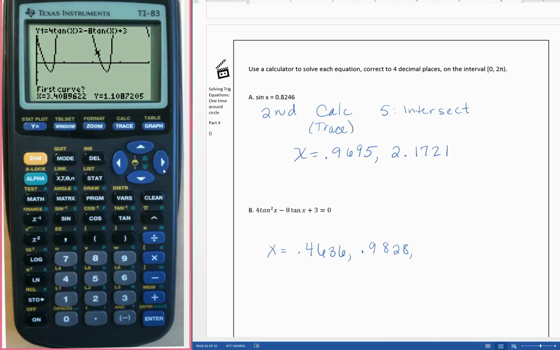Okay, we'll move on to the third one. There's our cursor. So we'll bring it down, enter, enter, enter. So 3.6052, and we've got one more. Enter, enter, enter. So 4.1244. Okay, so that's how we can use our calculator and the intersect feature to solve trigonometric equations.